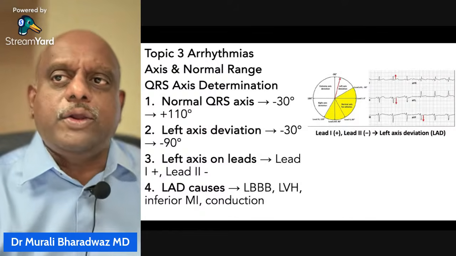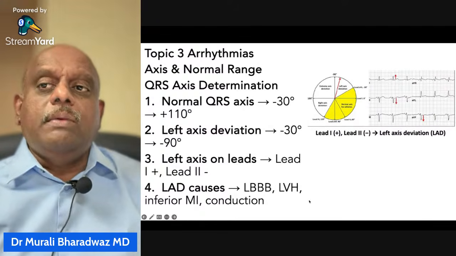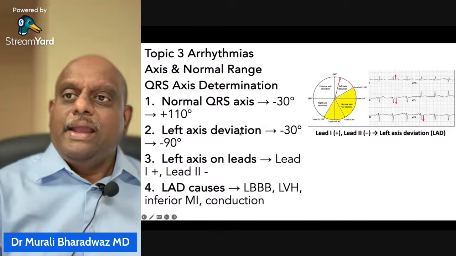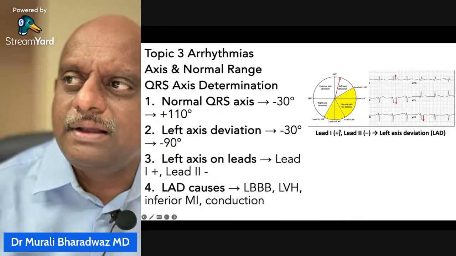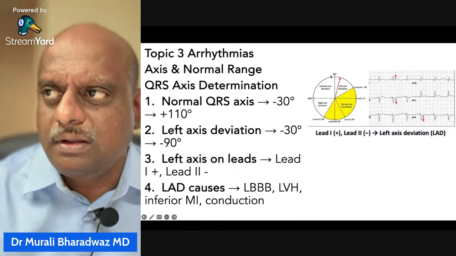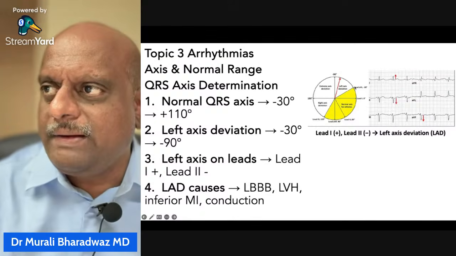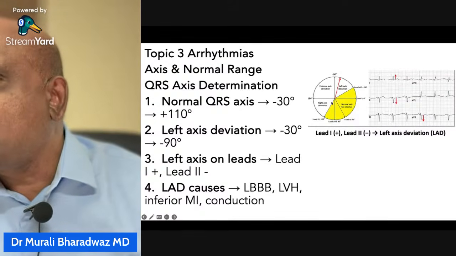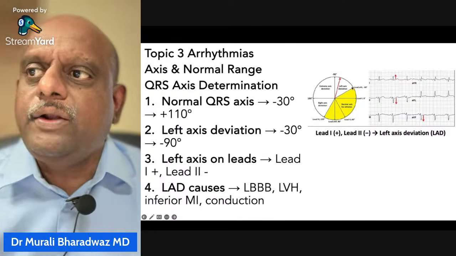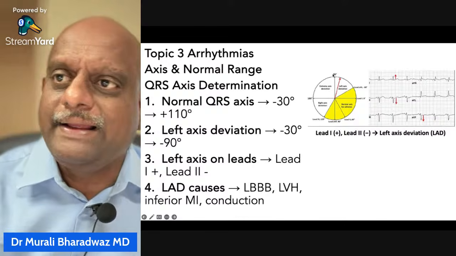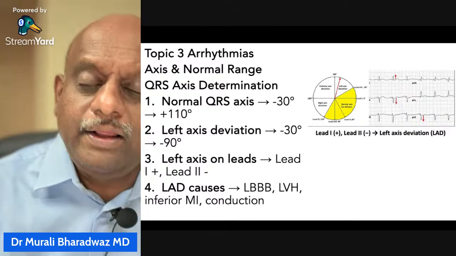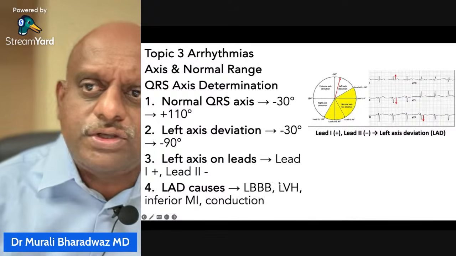Now, coming to the normal QRS complex. Normal QRS axis is minus 30 to 110. And left axis deviation means minus 30 to minus 90. This is minus 30, this is minus 90, left axis, right? And typically we look for the left axis deviation in which leads?